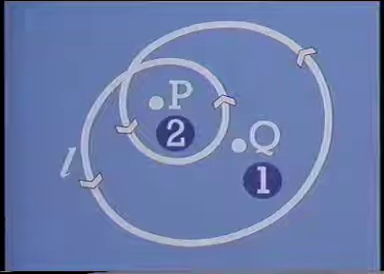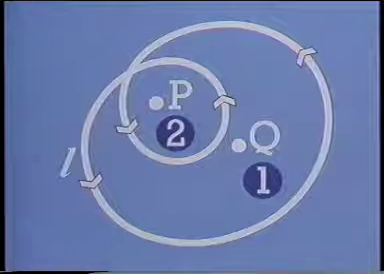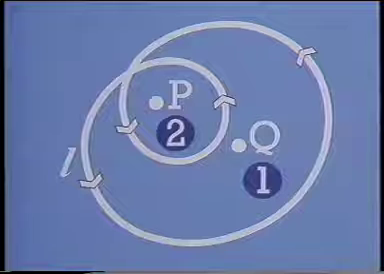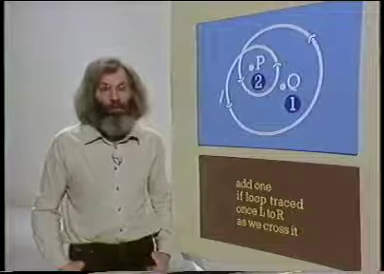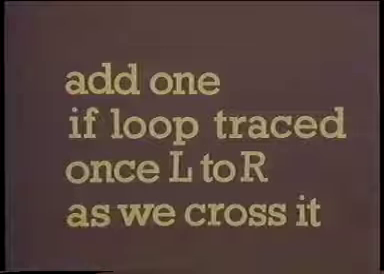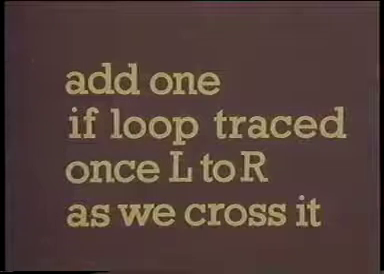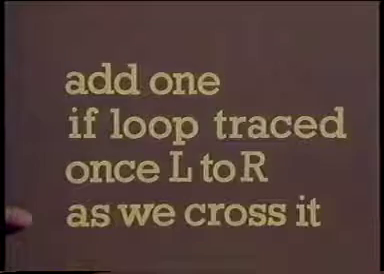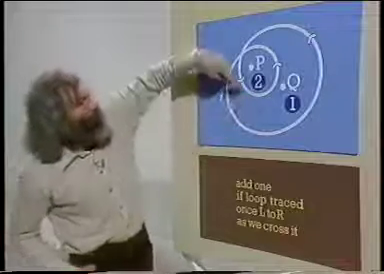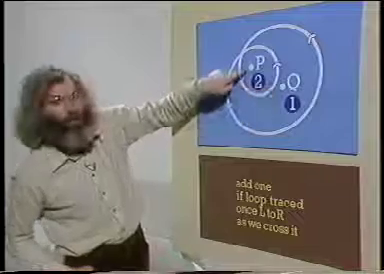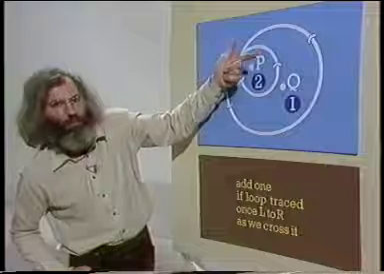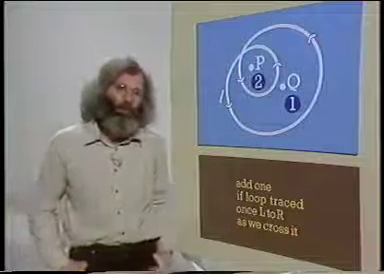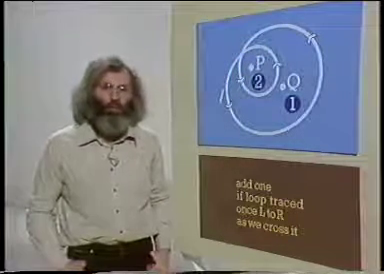Let's go back to the example you saw at the beginning. The winding number of this loop about Q is 1, but if we cross into the inner region, the winding number about P is 2. Well, a possible rule which would account for those values is this one. If we cross a loop, then the winding number increases by 1 if the loop's traced once from left to right as we cross it. Here, it's traced once from left to right as we cross from Q to P. Of course, if we cross the other way, then the loop's traced from right to left as we cross it, and the number decreases by 1. To prove that this rule always works, we can use our homotopy theorem.